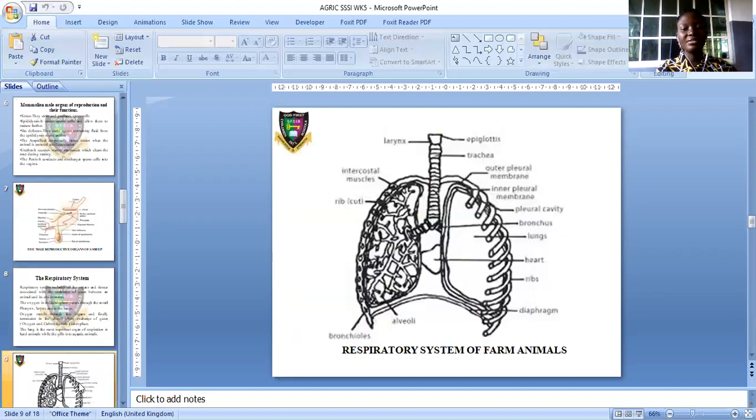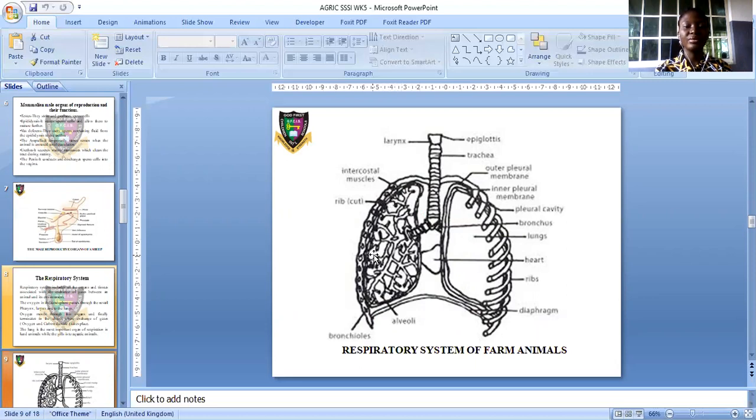Now, the respiratory system of farm animals. This is the larynx, as is shown in the diagram here. The epiglottis, the trachea, the intercostal muscles are there.